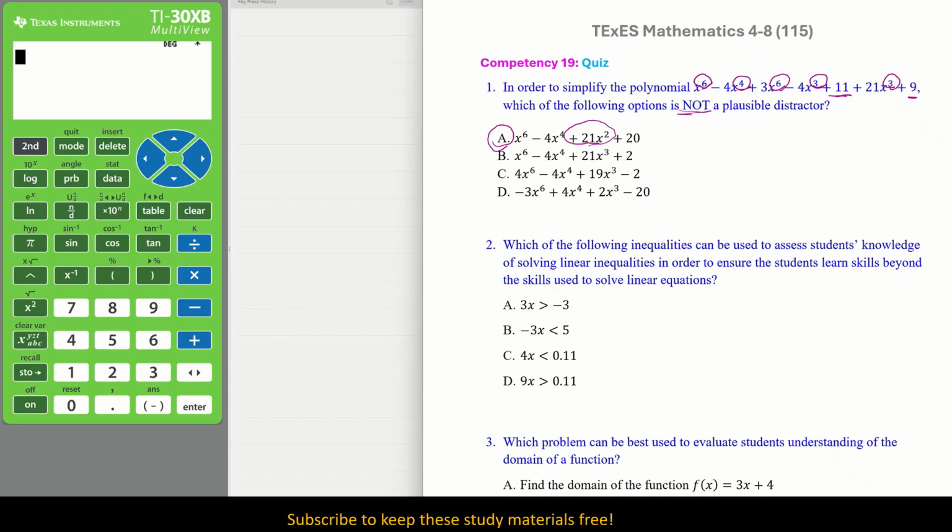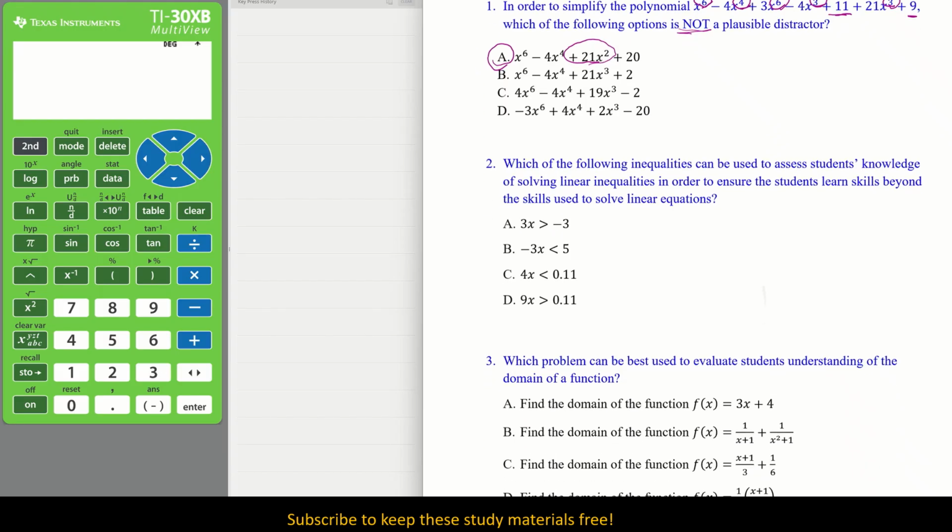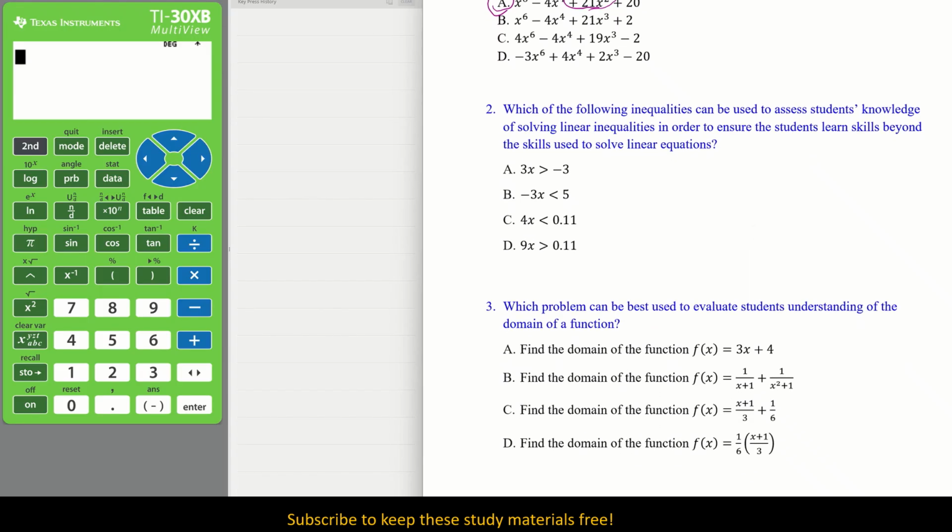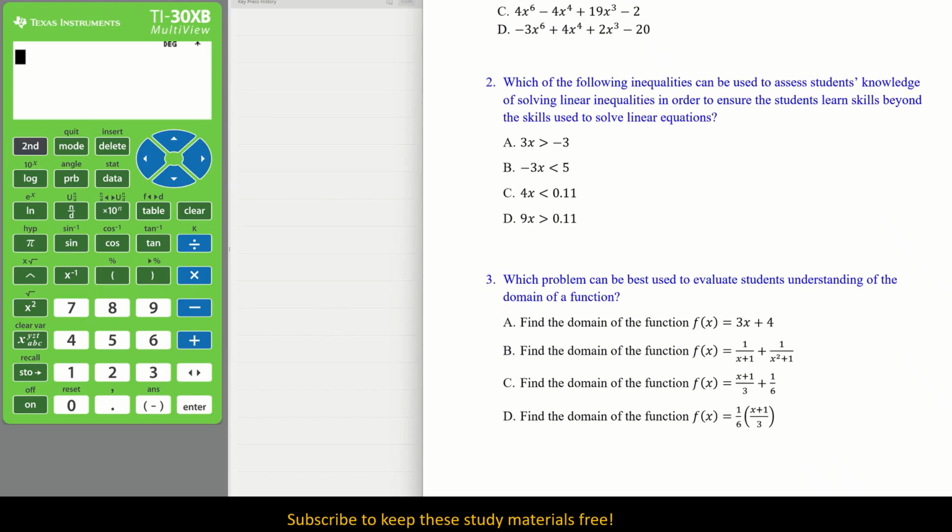Okay, now let's look at number 2. Which of the following inequalities can be used to assess a student's knowledge of solving linear inequalities in order to ensure the student's learn skills beyond the skills used in solving linear inequalities? There's a huge takeaway here. Okay, so let's look at these.